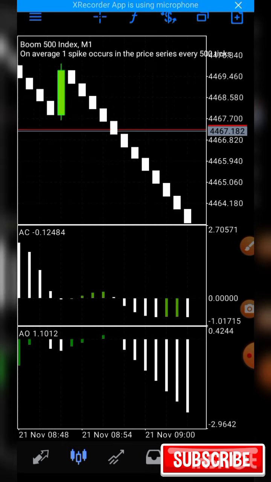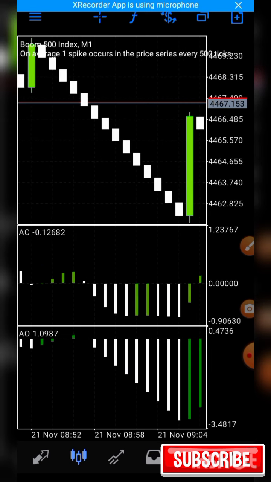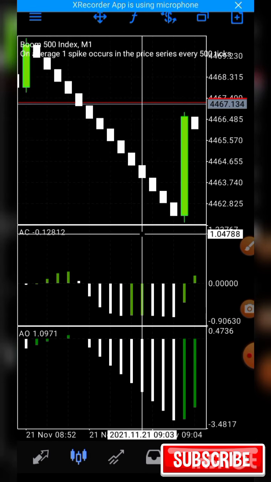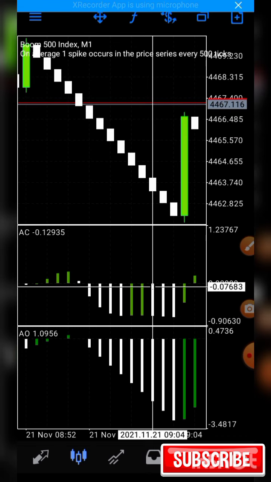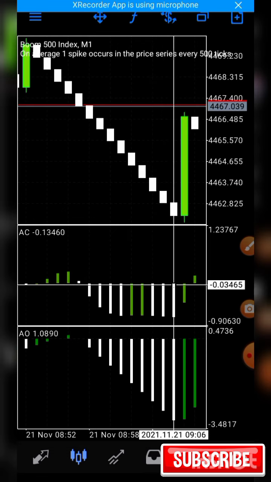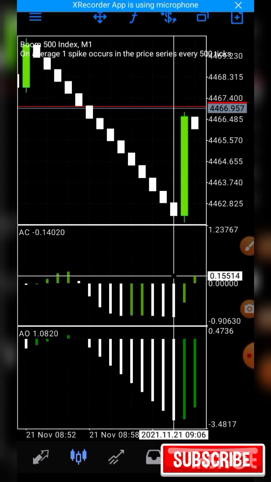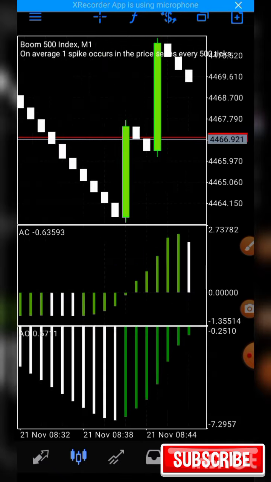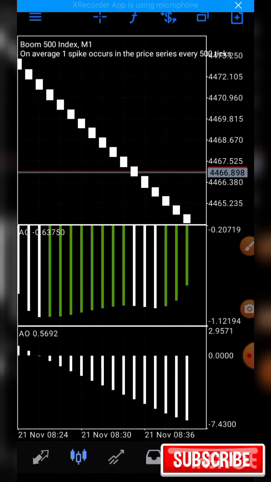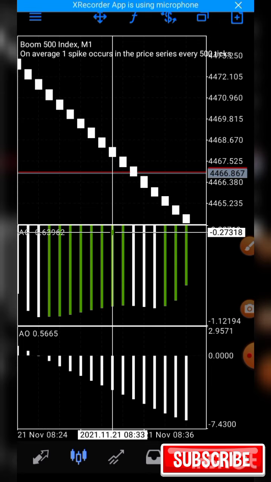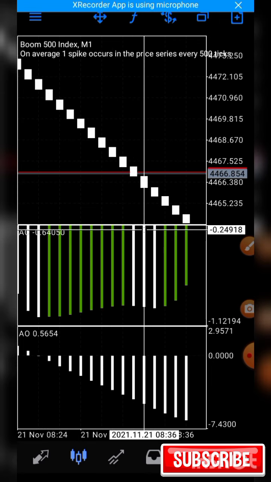Then let me go again. Here is another trade. Here the AO and the AC all becoming white. 1, 2, 3. You see the reason why I said you should take 3 candlesticks. At the 4th candlestick there was a spike. Now let's back test and see. Here, 1, 2, 3, and you are out of the market.